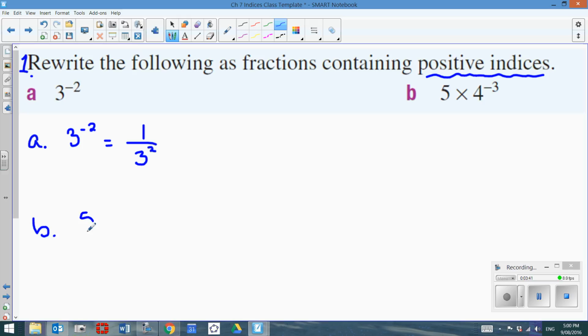If I look at my second example, I have 5 times 4 to the negative 3rd. I'm going to tackle the 4 to the negative 3rd first. That means I want to write 4 cubed in the denominator. This 5 is just a regular 5, so it sits in the numerator. It does not have a negative index, so I don't have to move it anywhere.